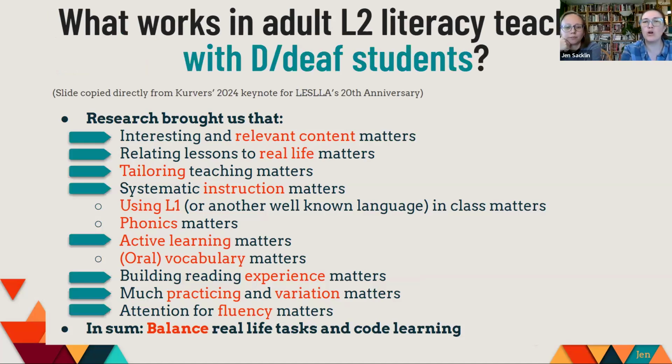And I've highlighted what works with deaf adults when learning L2 literacy. Everything that's highlighted here in blue works for both hearing and deaf learners. You can teach literacy to a deaf student in a very similar way that you teach literacy to a hearing student using all of these marked techniques. Now, what doesn't work are these 3 bullet points here.